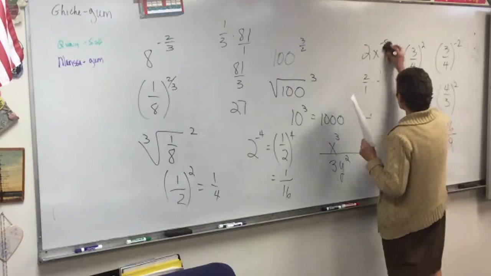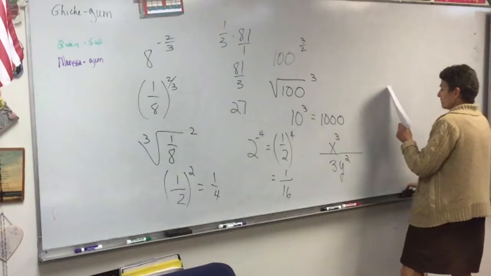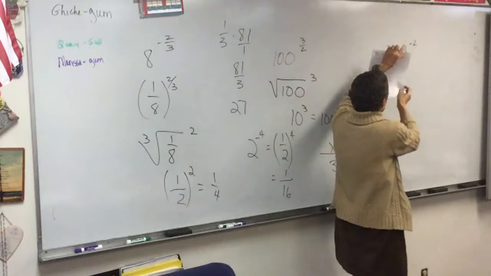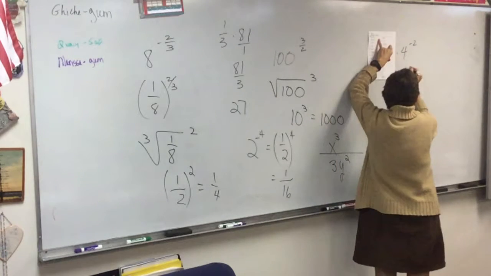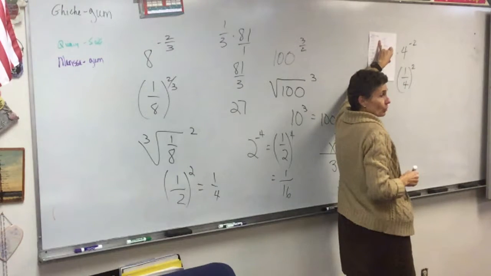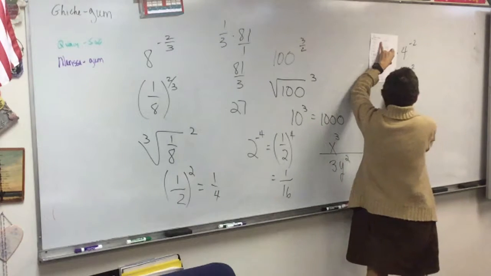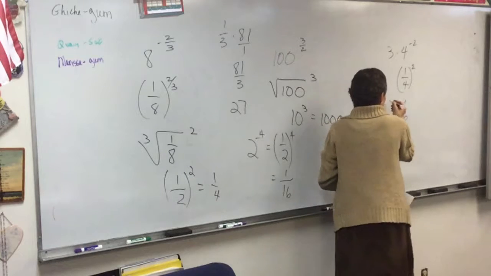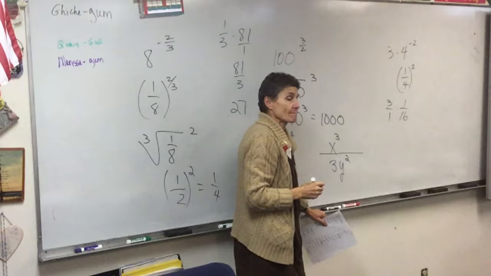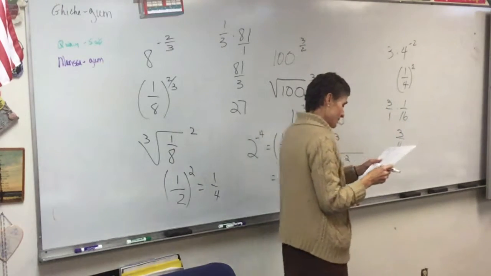A little bit more involved, but not hard. Number 25 is 3 times 4 to the negative second. These are separate. What does this mean? 1 over 4 squared. What's 1 over 4 squared? 1/16. Now we're going to take that times our 3 over 1. So the answer is 3/16. Can't beat that. That's pretty easy.